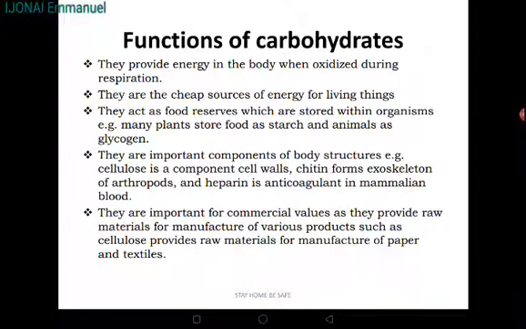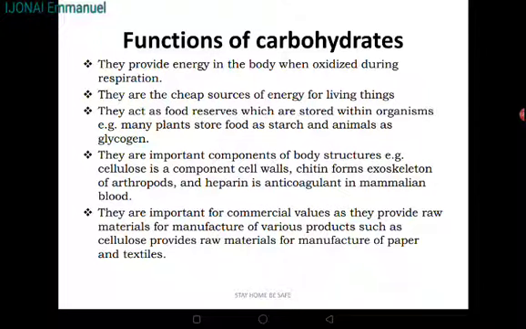So we want to look at the general functions of the carbohydrates. After looking at the three different categories of carbohydrates, the monosaccharides, disaccharides, and polysaccharides, let's look at the functions now of carbohydrates. To begin with, they provide energy in the body when oxidized during respiration. They are therefore respiratory substrates. Remember that carbohydrates are sometimes called energy-giving food. So their major function is to provide what? Energy during respiration or after respiration has taken place.